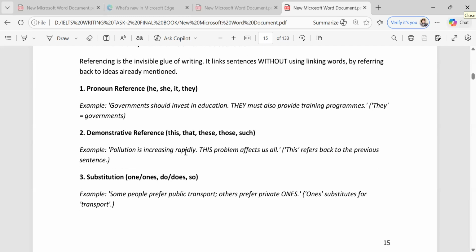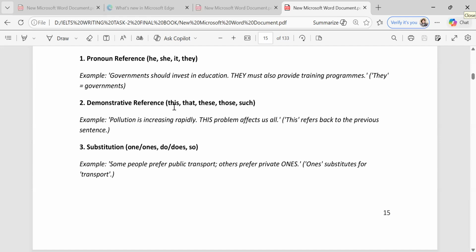And then you can use some of the demonstrative pronouns. These are your demonstrative pronouns: this, that, these, and those. Let's take an example for this. Pollution is increasing rapidly. Can you see? This problem affects us all. This problem. Now, can you see what problem? Pollution is a problem. We didn't use pollution again, because if I use pollution, then pollution affects us all. What does it mean? That I have repeated the word. Instead of that, what did I use? I used this, which is clear and visible. These are some of the glues that I have used. An examiner loves it. So this refers back to the previous sentence.